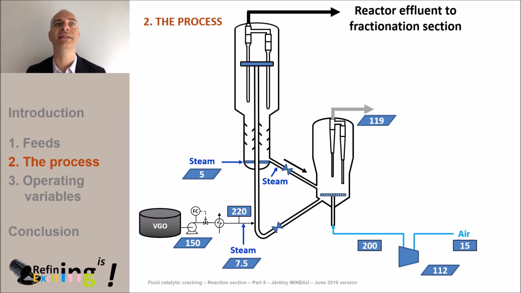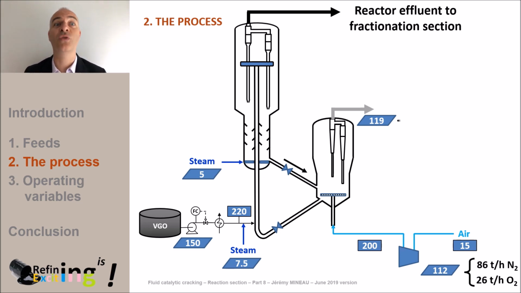Then, in these flue gases, we can find the nitrogen that has been introduced with the combustion air. This nitrogen flow is about 86 tons per hour, taking into account the fact that air is composed of about 80 volume% of nitrogen.